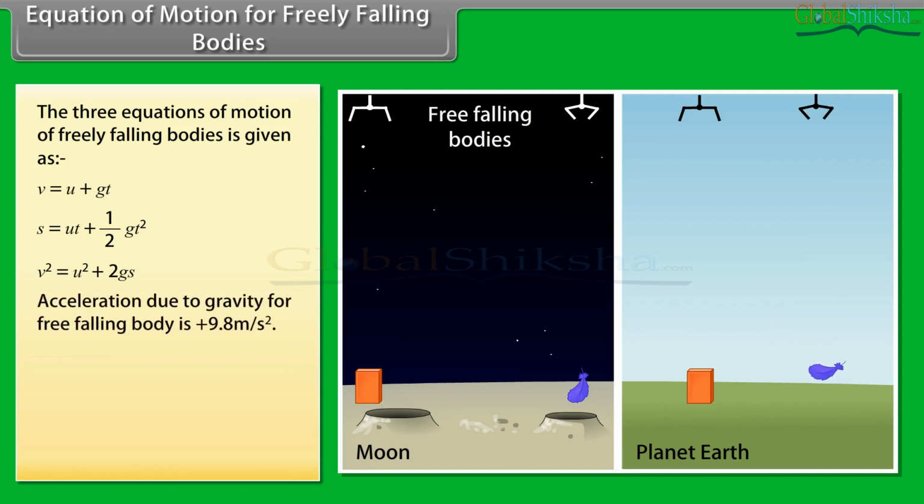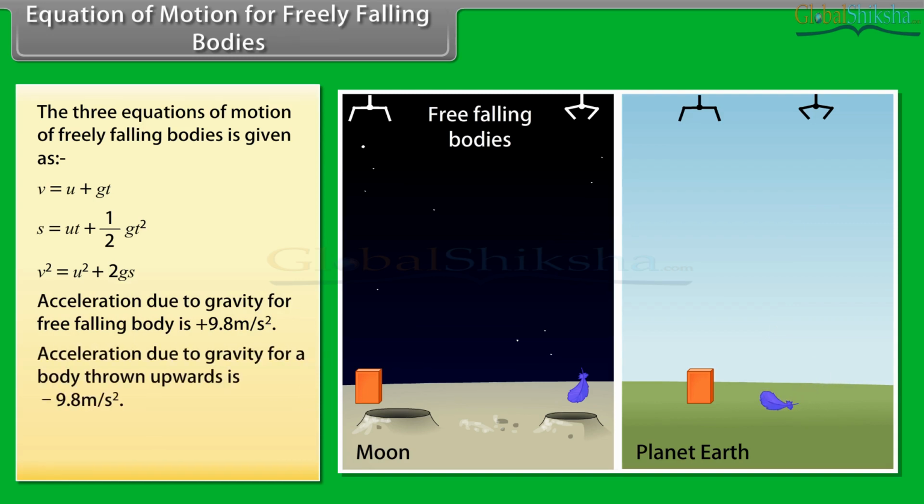Acceleration due to gravity for a free-falling body is plus 9.8 meter per second square. Acceleration due to gravity for a body thrown upwards is minus 9.8 meter per second square. Weight of an object on the moon is 1 upon 6th of that on the earth.